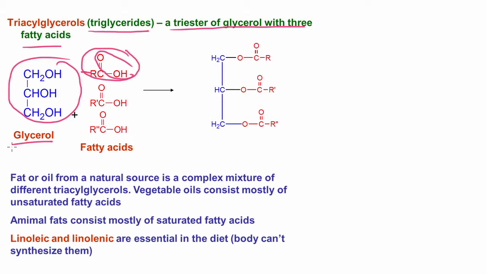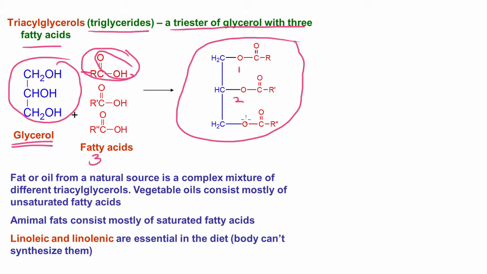It doesn't matter. You go ahead and react one molecule of glycerol with three fatty acids. Again, they can be saturated, unsaturated. They can be the same. They can be different. And what we end up with is this triacylglycerol or triglyceride. And remember, a carboxylic acid and an alcohol will form this ester-like compound. So here we have our triester. Okay, so we have a triester of glycerol with three fatty acids.